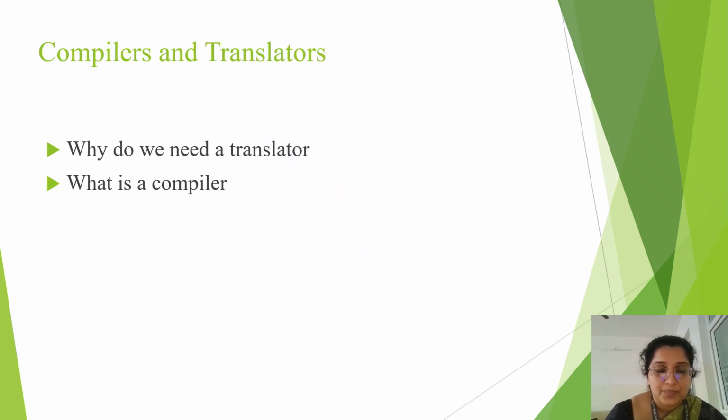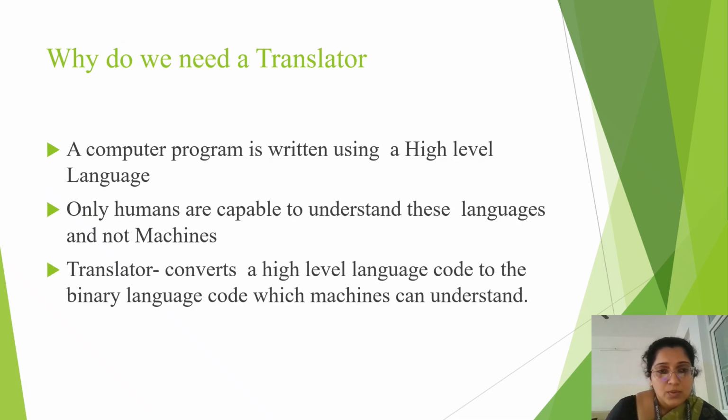So the first topic, compilers and translators. We'll discuss why we need a translator and what a compiler is. So why do we need a translator? A translator is something that translates a language from one form to another. In computer programming, all the languages we have are high-level languages, written by any developer or programmer. We have to convert these high-level languages into machine-level languages. For that we use a translator.